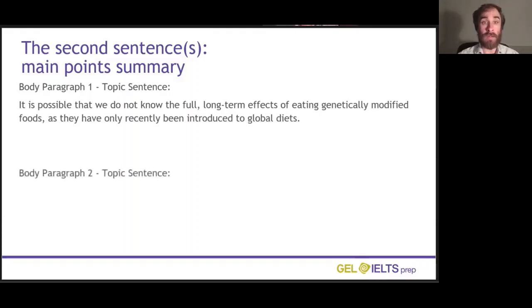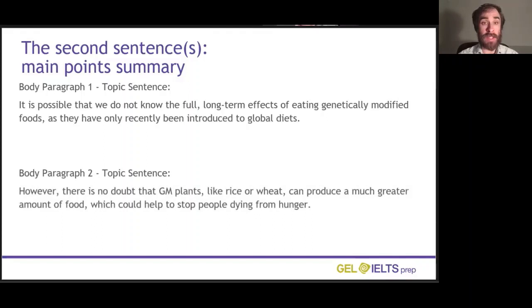From body paragraph 2, I've got my other topic sentence, so that's going to be a different point. However, there is no doubt that genetically modified plants, like rice or wheat, can produce a much greater amount of food, which could help to stop people dying from hunger.